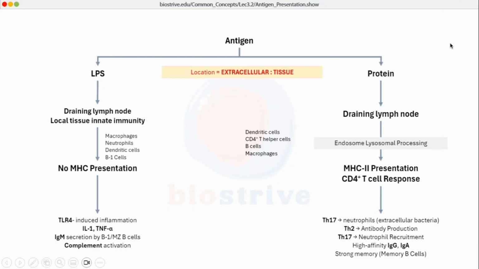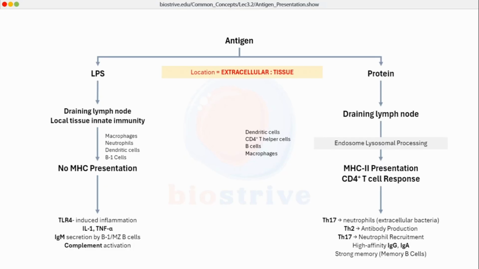If the nature of the antigen is protein, it will be taken down to draining lymph nodes and processed by endosome-lysosomal processing through MHC-II presentation, taken care of by T helper cells, which are CD4 positive cells. It will be converted to different kinds of helper cells like T helper 2, which will help in antibody production. T helper 17 helps in the neutrophil response against extracellular bacteria, and there will be antibody formation by plasma B cells. Class switching will be there for proteinaceous nature, and there will be a strong memory cell response.